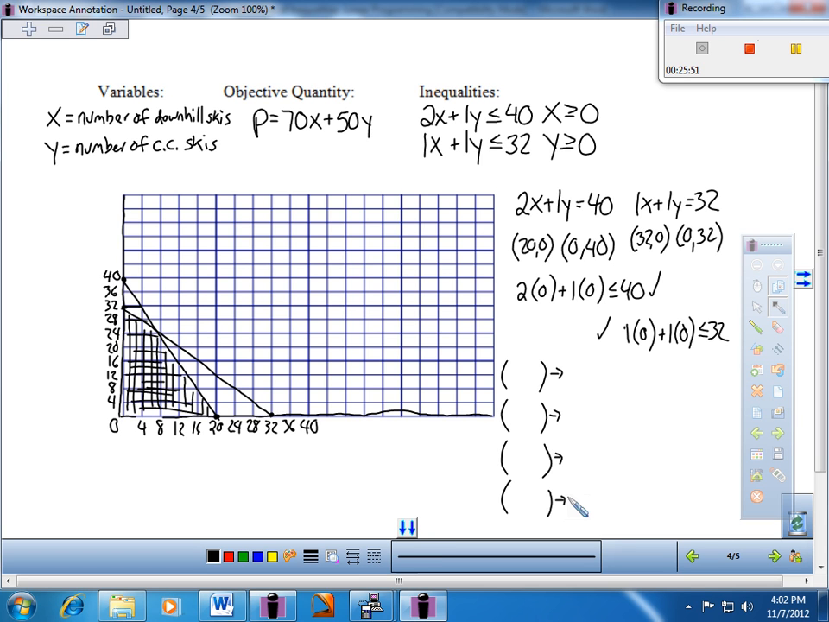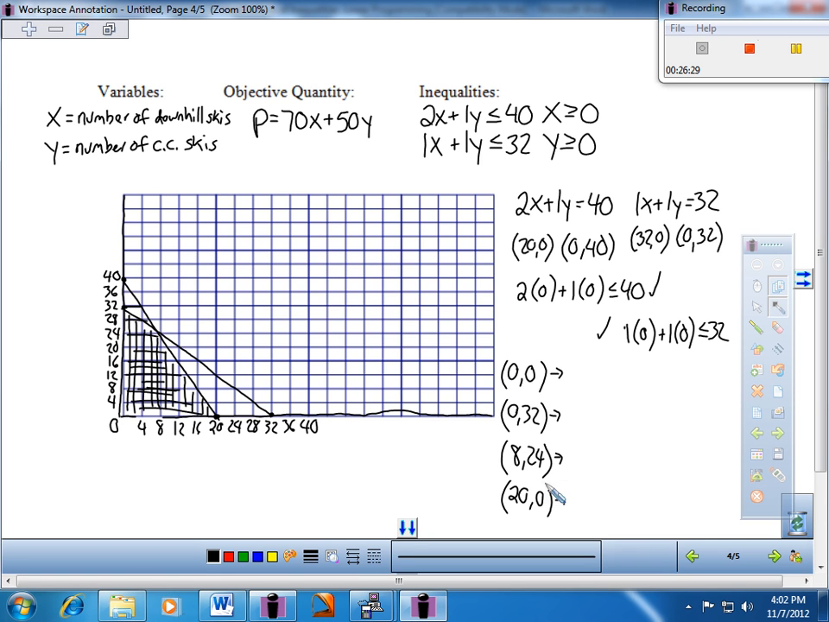All right, let's take a look. It looks like in terms of my region, I probably have (0, 0). It looks like I have (0, 32). This one's always the tough one, this third one right here. Again, just depending on how you graphed it, and this is why you're going to use a ruler here. I can show you a couple other ways to get that if you don't see it, but I'm seeing that as (8, 24) at this point. And then the last one there looks to be (20, 0).